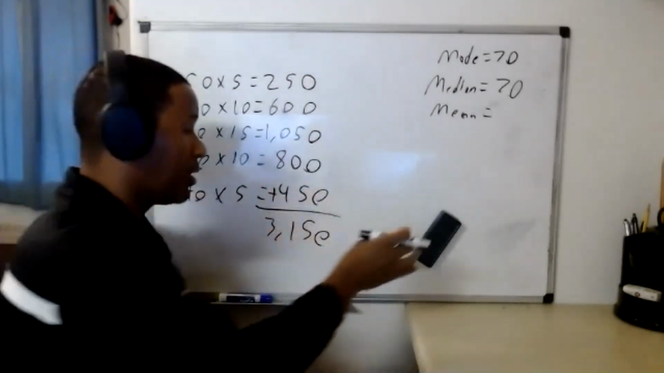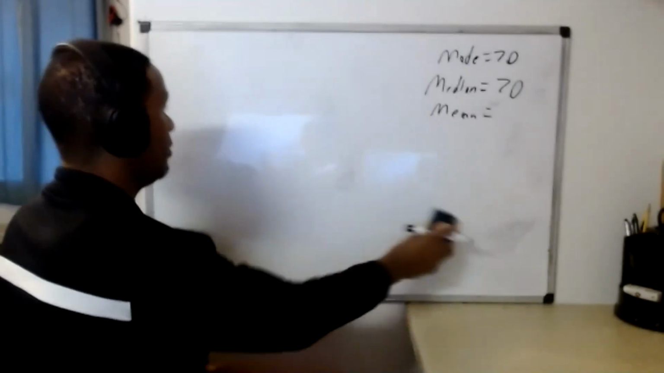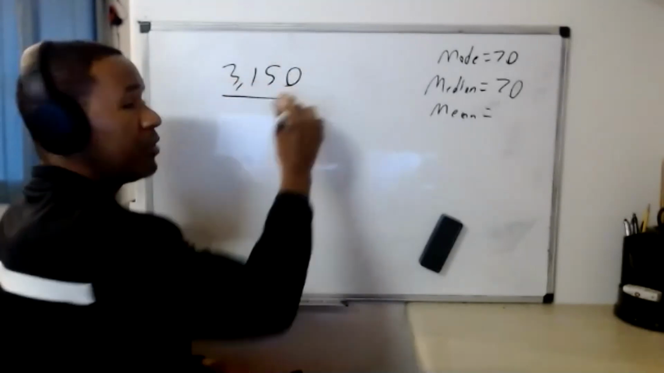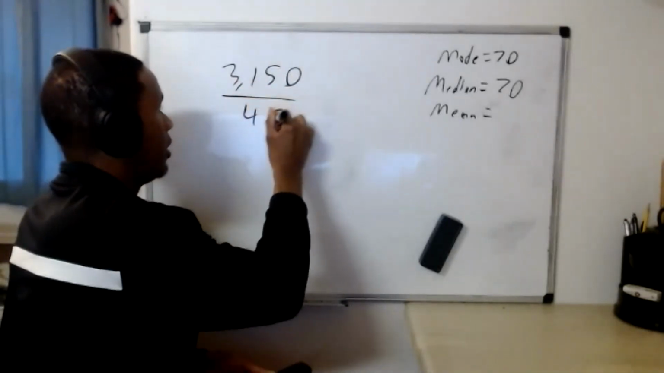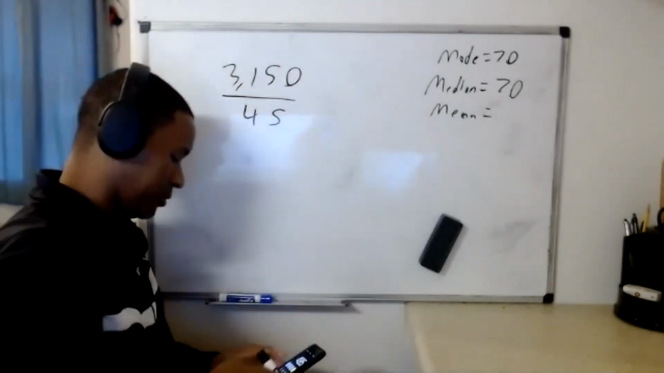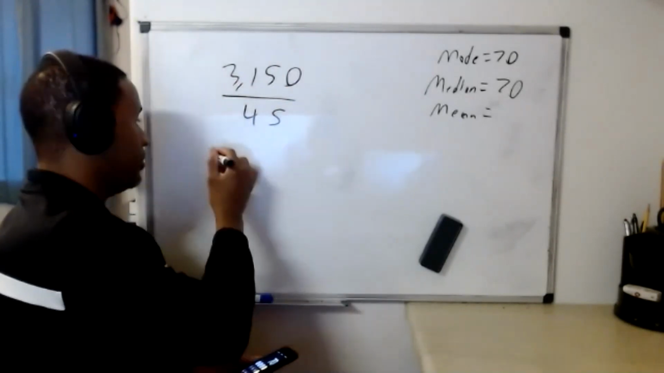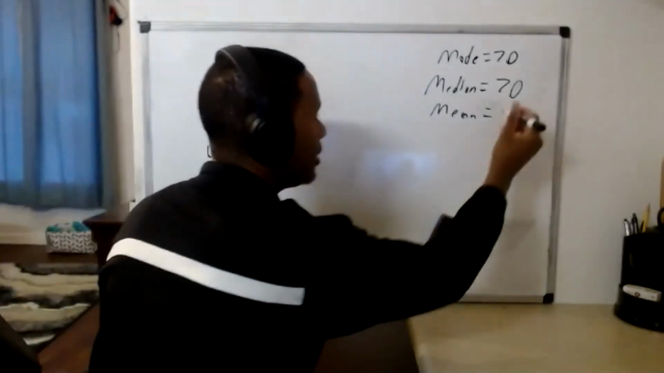So now you have the top part of the equation done. The top part is 3,150. Then you divide that by the n, which we know is 45. So 3,150 divided by 45 gives us 70. Gives us a mean which is equal to 70. So our mean is also 70.